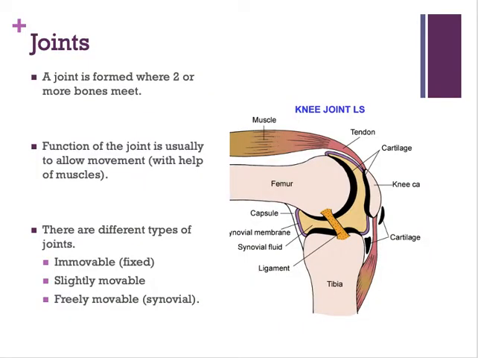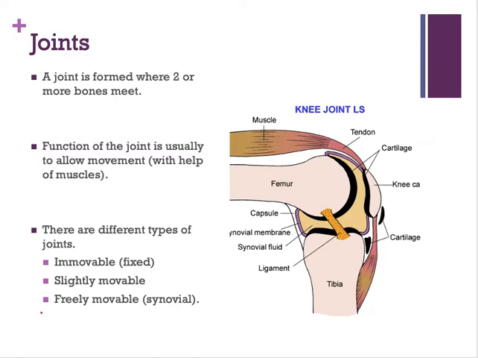And now we get to look at the joints. A joint is where two bones meet in the body, and the function of the joints is to allow us to move. The joint is where the muscles and the bones interact with each other in order to bring about movement.